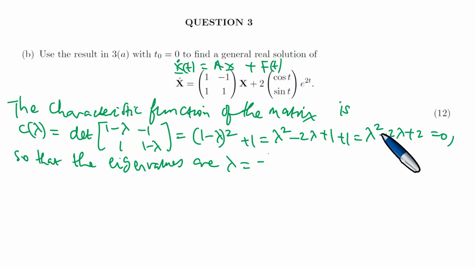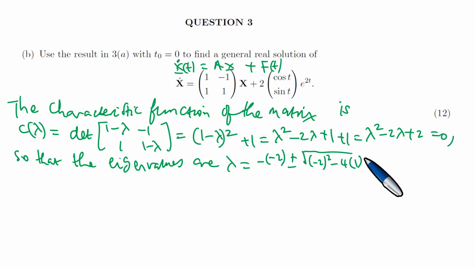You can use the quadratic formula to solve this one. So it's going to be minus b plus or minus the square root of b squared minus 4ac, over this.